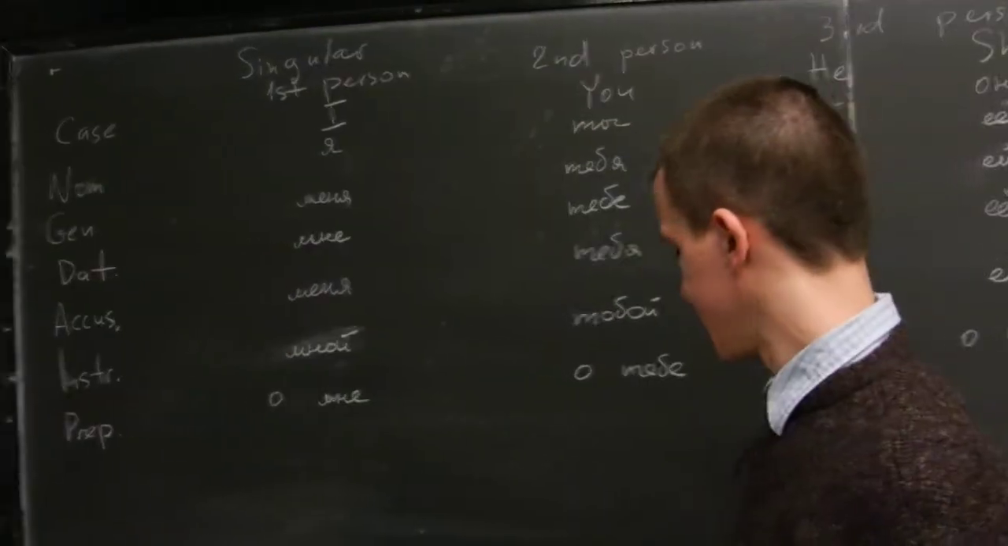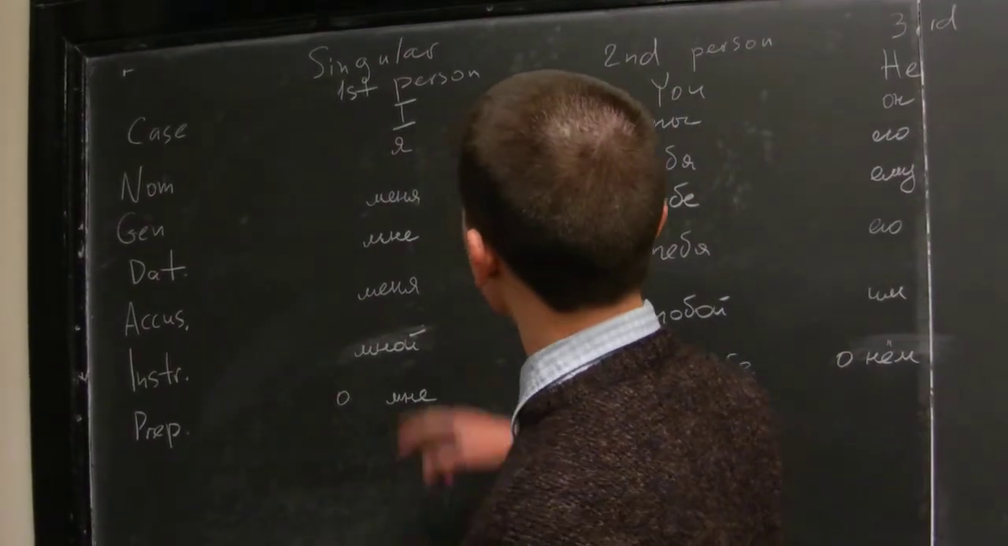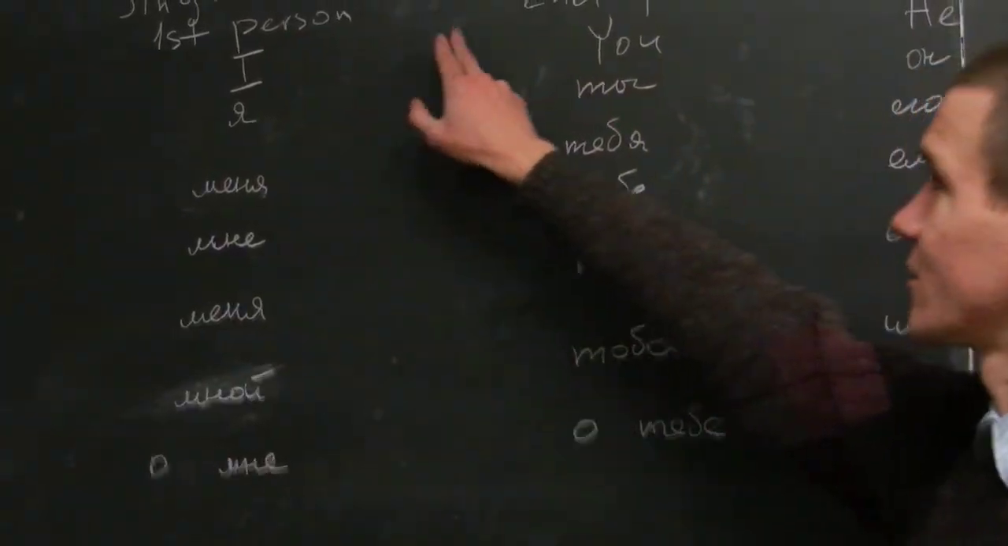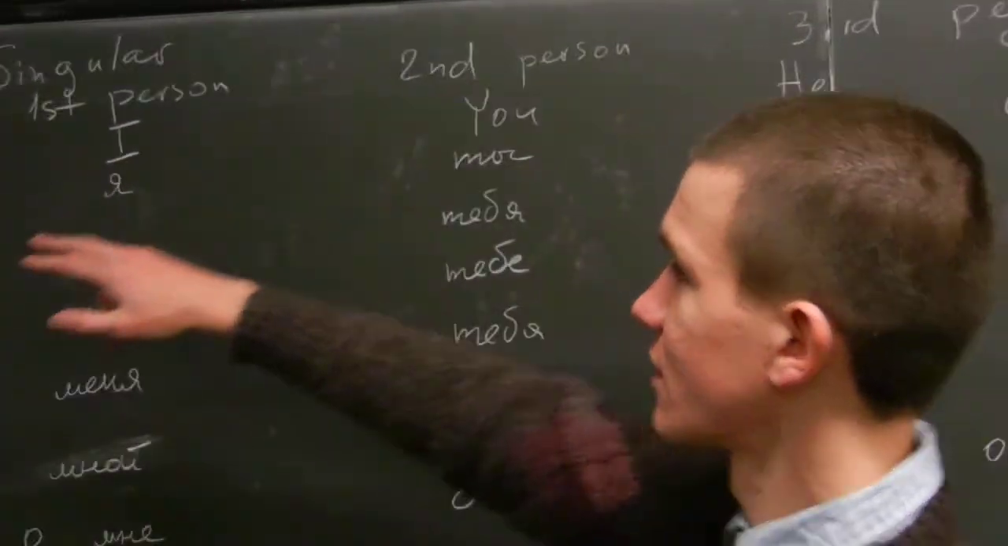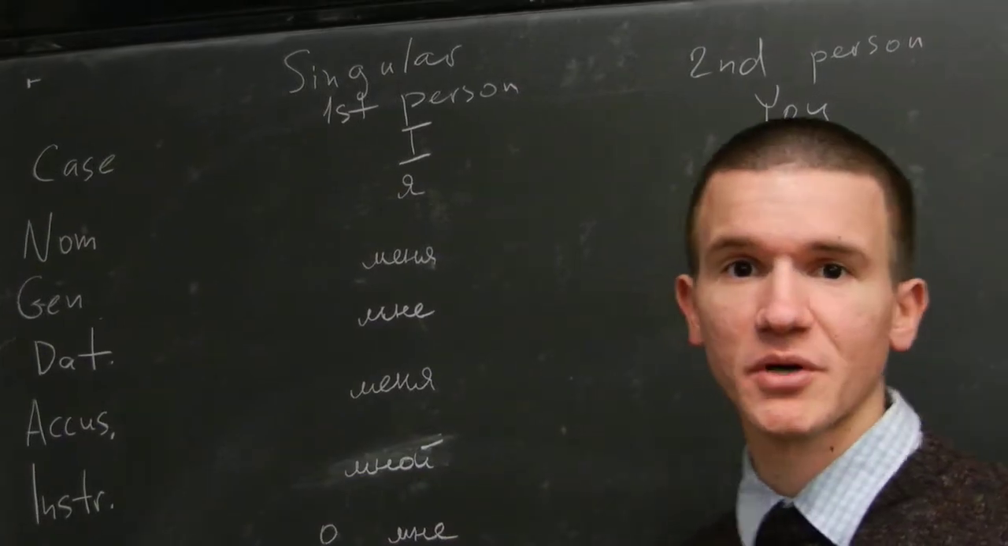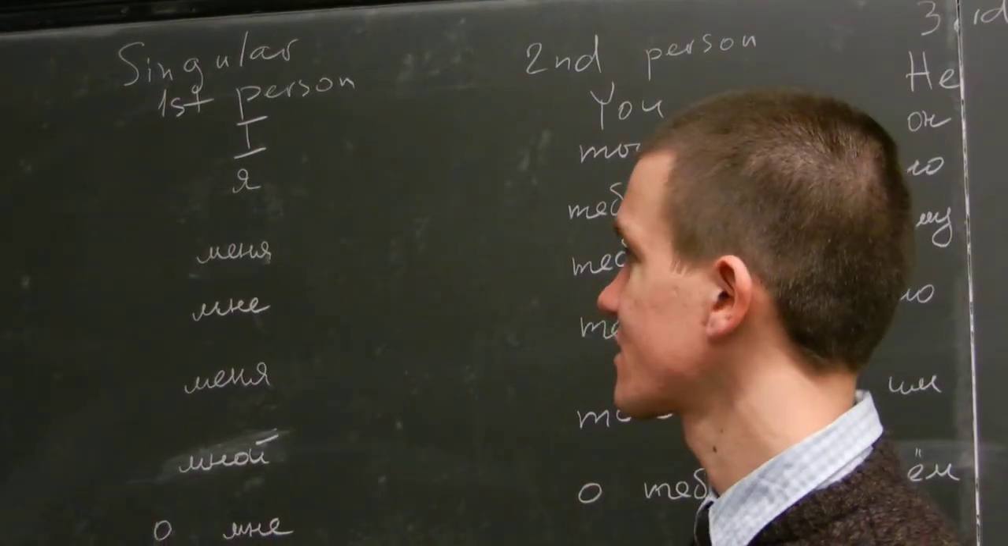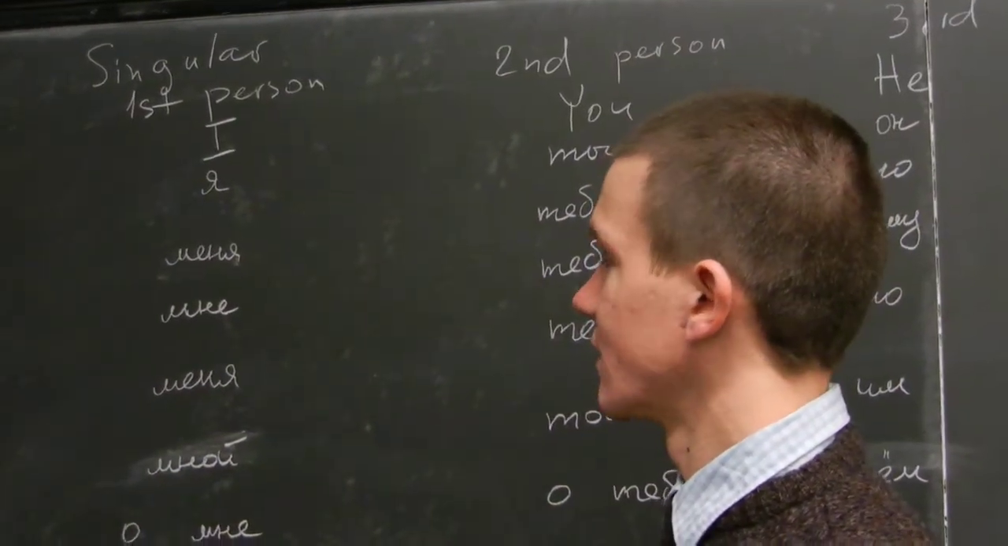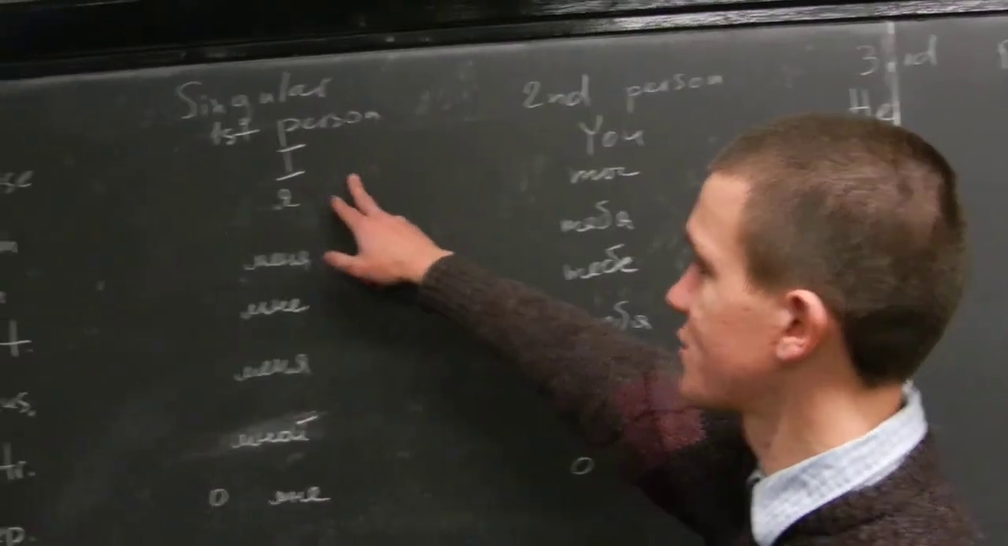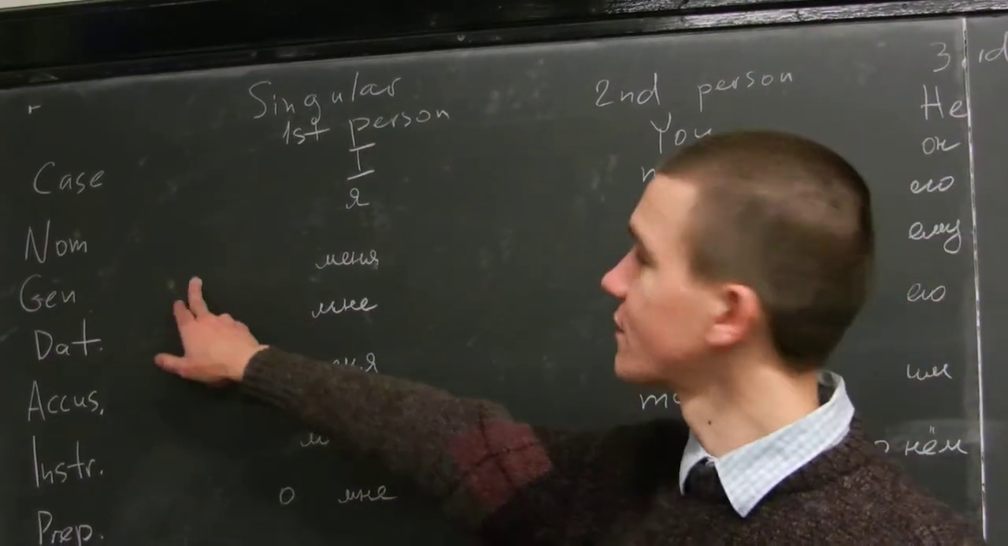So let's start. On this board you can see only the singular. We'll talk about cases in another lesson. Let's start. So first person, I, it's nominative.